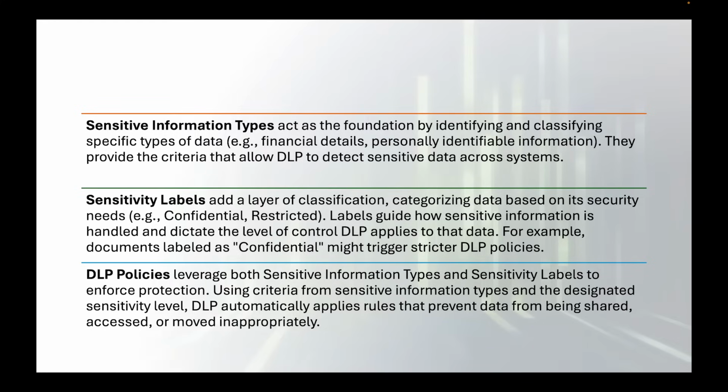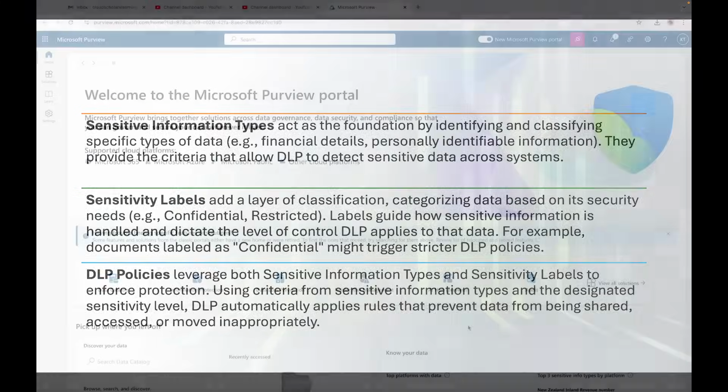Sensitivity labels add a layer of classification, categorizing data based on its security needs. Labels guide how sensitive information is handled and dictate the level of control DLP applies to that data. For example, documents labeled as confidential might trigger stricter DLP policies. And then we also have DLP policy, which leverages both sensitive information types and sensitivity labels to enforce protection using criteria from sensitive information types and the designated sensitivity level. DLP automatically applies rules that prevent data from being shared, accessed, or moved inappropriately.